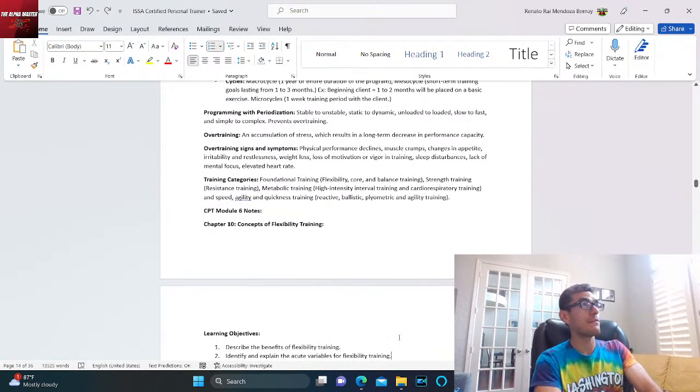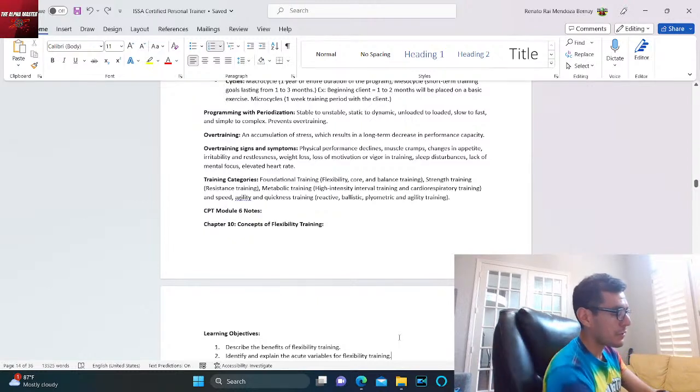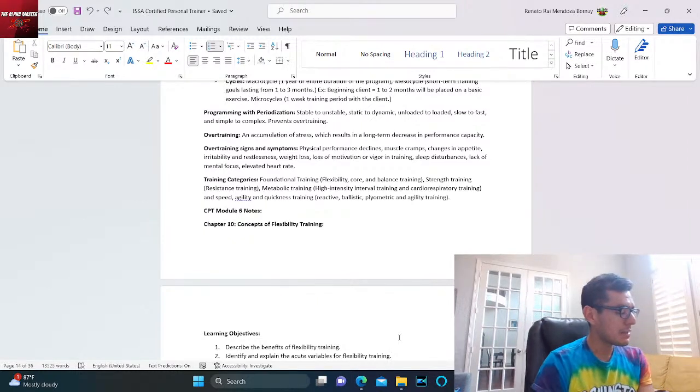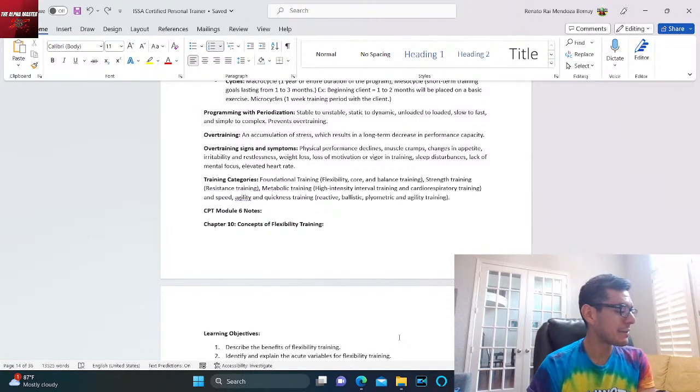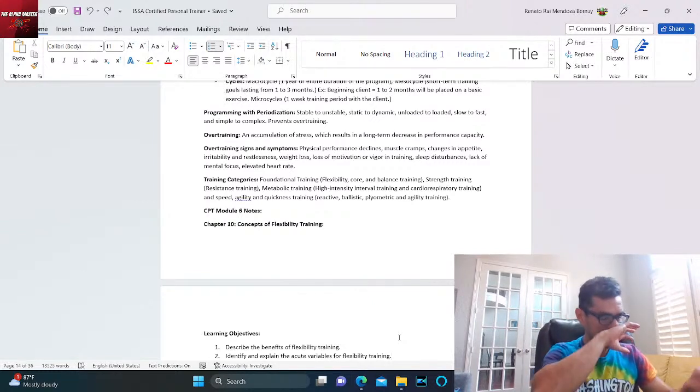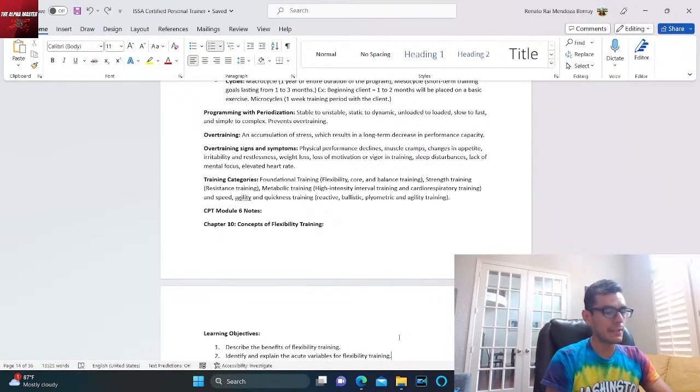For foundational training, you have flexibility, core, and balance training. For strength training, you have resistance training. For metabolic training, you have cardiorespiratory training and high intensity interval training. And for speed, agility, and quickness training, you have reactive, ballistic, plyometric, and agility training.